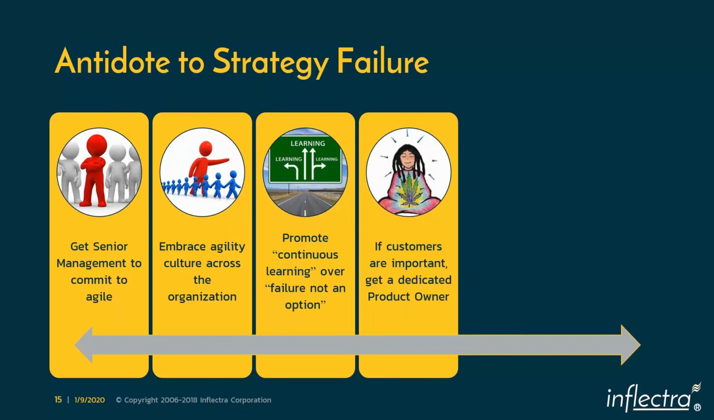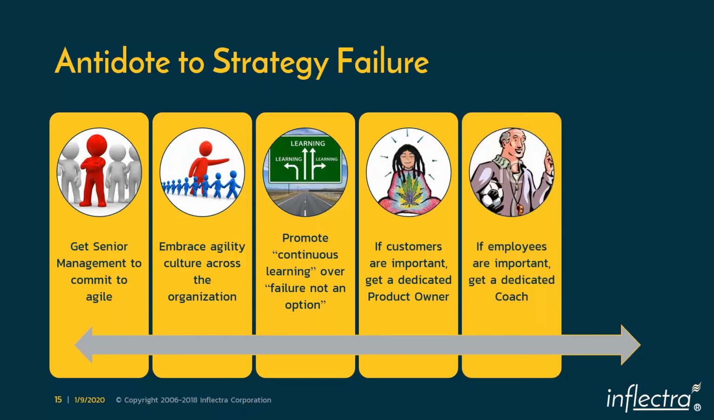If customers are important to us, we need to actually spend on getting a dedicated product owner. And if customers are important according to the business strategy, then we have to actually have organizational senior management commit to having a product owner for the product or the portfolio of the products. Similarly, if employees are important, we need to make sure that we are getting a dedicated coach. And this coach is the one that's going to make sure that proper facilitation of the agile practices and principles are properly adopted within the organization.